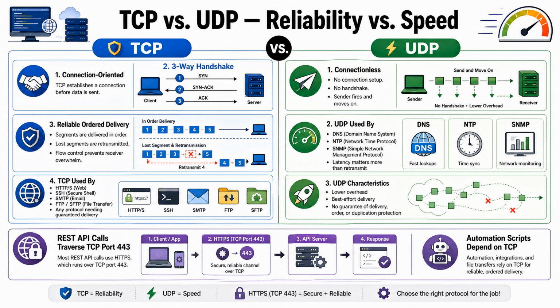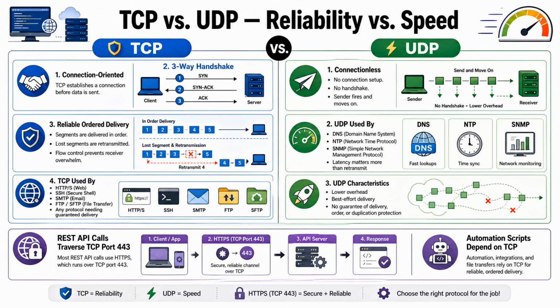TCP also implements flow control. The receiver advertises a window size that tells the sender how much data it can accept without being overwhelmed. The price for all this reliability is overhead. The three-way handshake adds latency before any data flows, and the continuous ACK traffic consumes bandwidth. For HTTP, HTTPS, SSH, SMTP, FTP, and SFTP, any protocol where losing data is unacceptable, TCP's overhead is worth the cost.